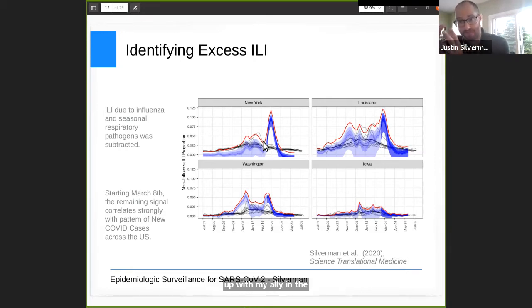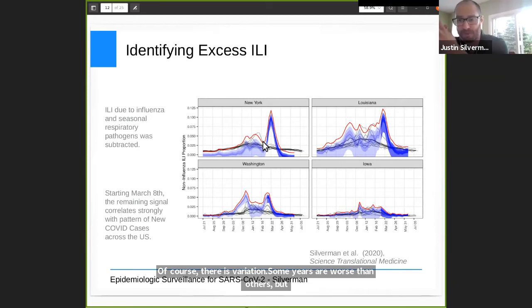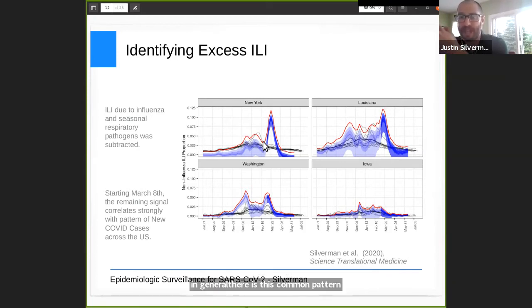Now, of course, there's variation. You know, some years are worse than others, but in general, there's this common pattern there. And each state has their own sort of fingerprint of this is how ILI looks at a state level each week in the year.